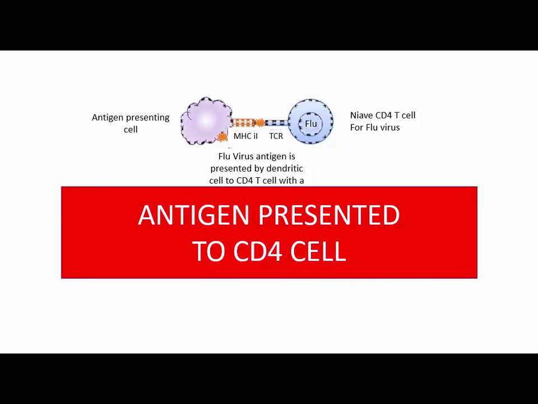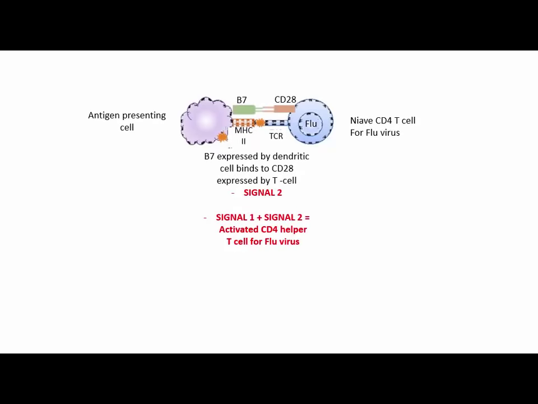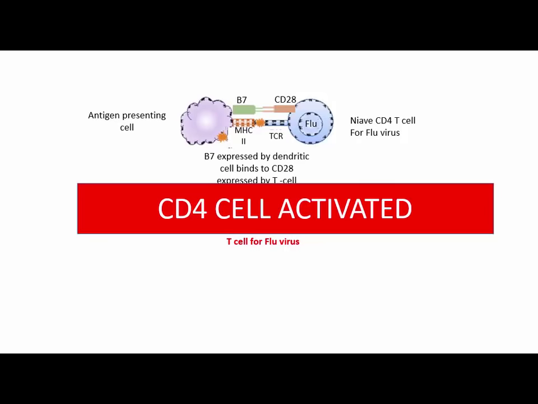The antigen has been presented to the CD4 cell. The next step we need is for both cells to bring together B7 and CD28. At that point, we get signal 2 and the cell is activated. Don't forget, for a T cell to become activated, it needs signal 1 and signal 2. Now, we have one activated CD4 T cell that can respond against the flu virus.